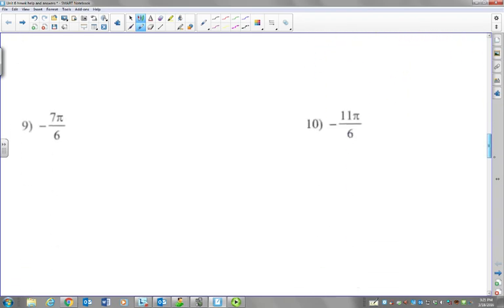Let me just do a degree one with you. And so we'll go to the back side for that. Maybe we'll do, let's see, 120. That's not too bad. So to do 120 degrees, you tack on the pi.